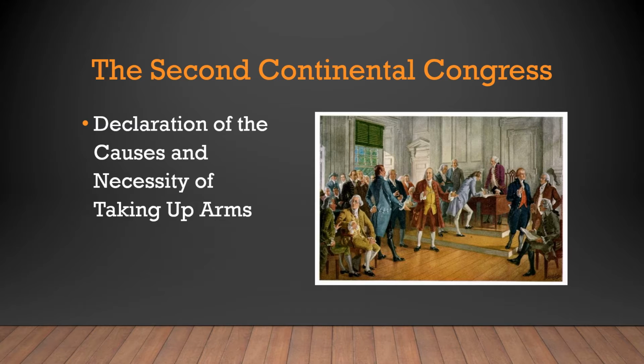Also, like I said, with this, Jefferson and I believe it was Dickinson drafted another set of appeals to the king and the British people. And this declaration of the causes and necessity of taking up arms was seen as an intermediate step towards a Declaration of Independence. Once again, there was no desire to actually be independent, but they did set a plan to raise money and create an army and navy.